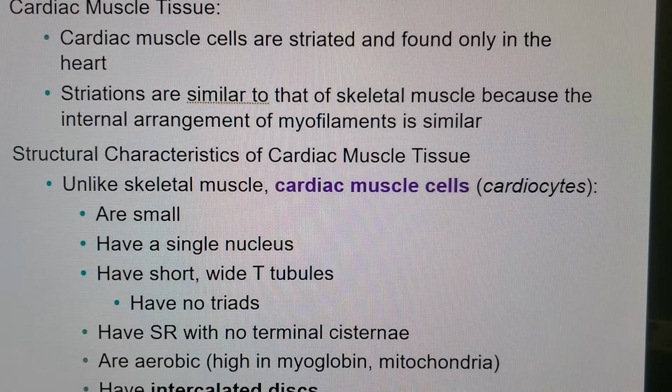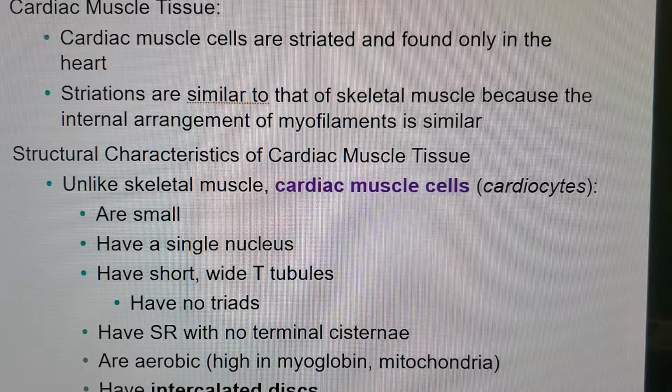There are 3 types of muscle: skeletal, cardiac, and smooth, and we're going to talk about cardiac muscle for about 3 slides here. Cardiac muscles are striated, just like skeletal muscles. But these are the muscles that are found in the heart and only the heart.